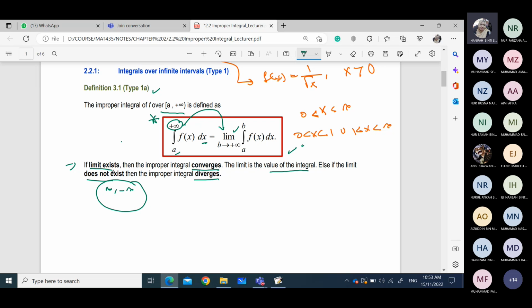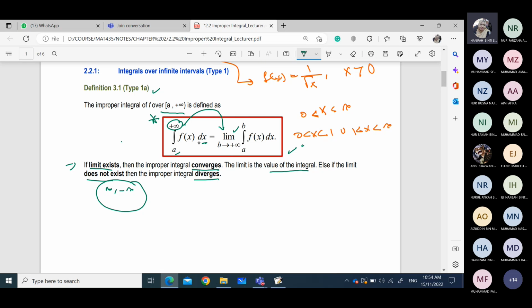Okay. Alright. Thank you for the question. So for the limit, in order to determine whether the limit exists or does not exist, first we need to solve for this integral. You have to solve this integral. So how to solve the improper integral? We need to use this definition where we need to find the limit.